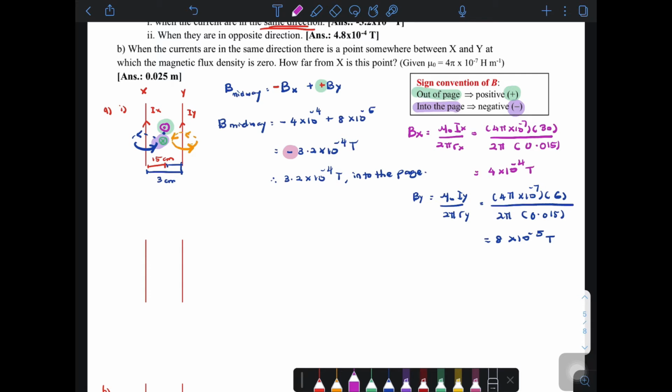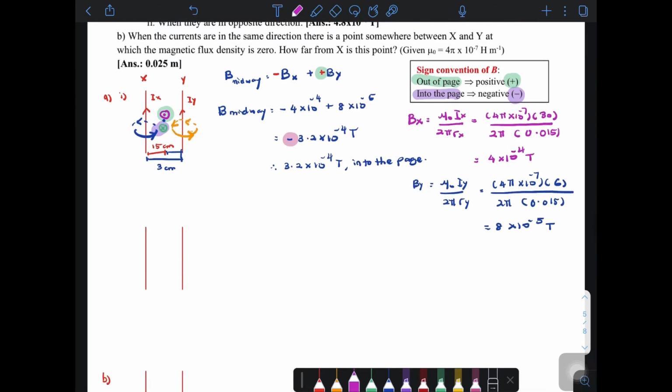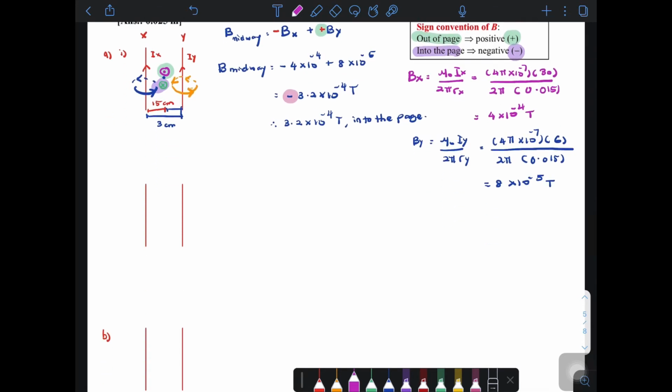And the second one, dia kata when the currents are in the opposite direction. So untuk yang kedua, current in the opposite direction maksudnya satu ke atas dan satu ke bawah. Ini ialah IX, ini ialah IY. So by using right hand rule, kita tahu kalau ke sini dia akan masuk. Is it? So dia akan masuk.